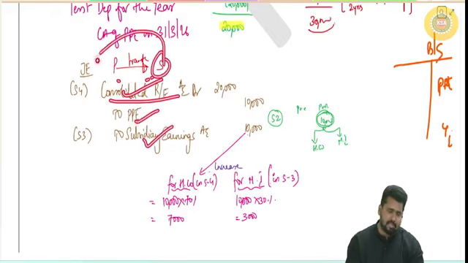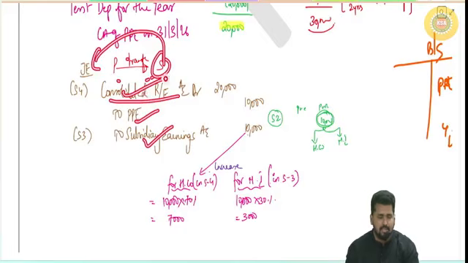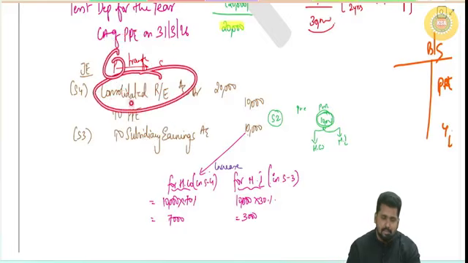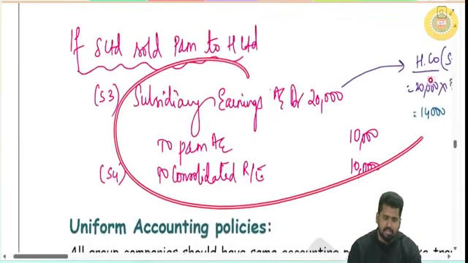What happens if subsidiary is selling to parent? Then subsidiary's profit should be decreased, parent's PPE should be decreased, and parent's P&L account should be increased. That is what I have written here also.